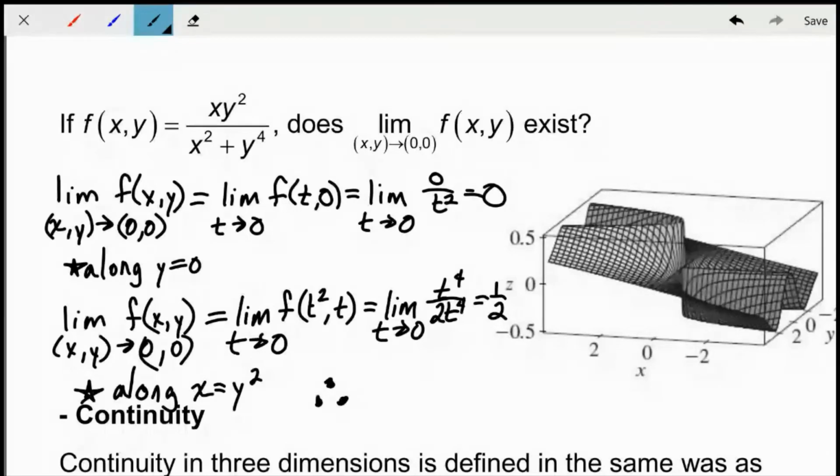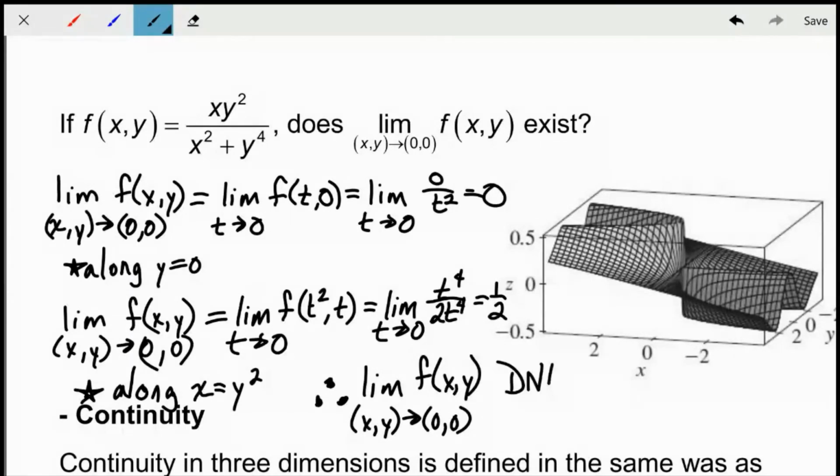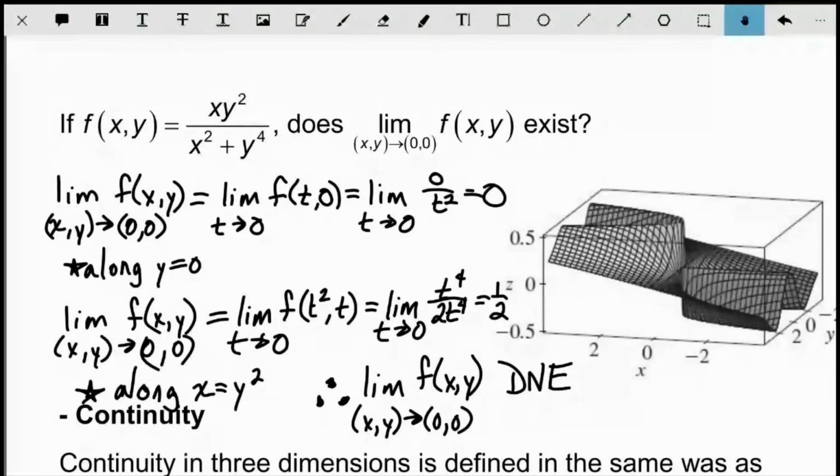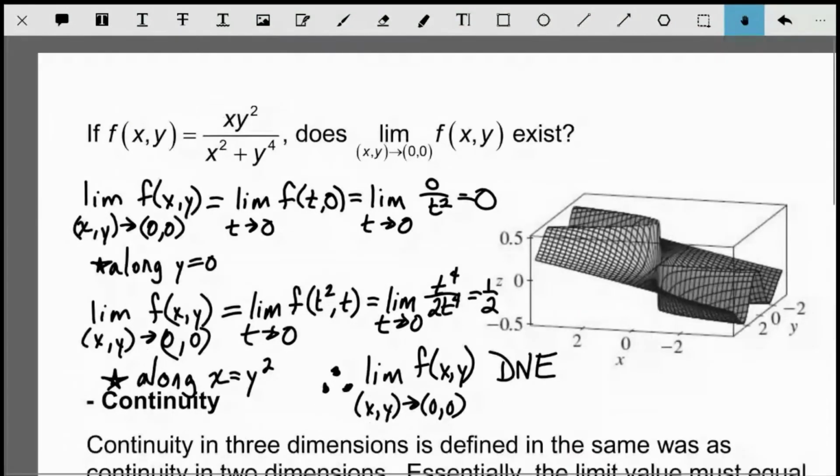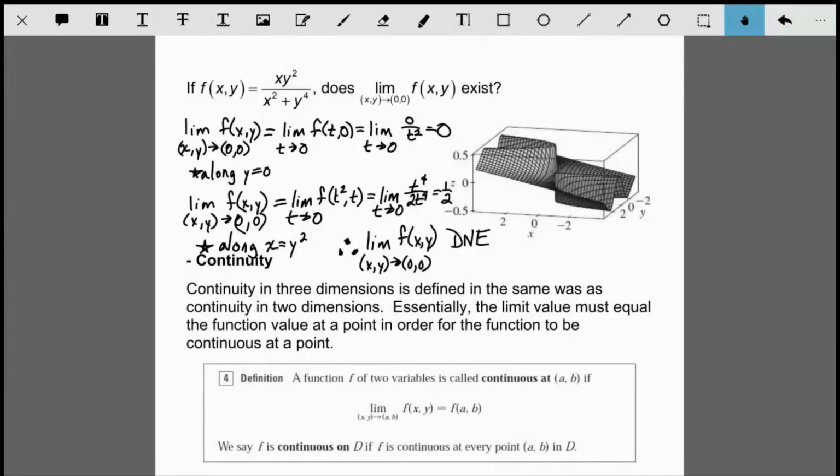So I can say, therefore, this limit, as we approach the point 0, 0 for this function, does not exist. So DNE for does not exist, just like we did in 2 dimensions, still works the same way. Okay, so I've shown that that limit fails to exist. And again, if I want to show a limit does exist, it's much more complex if I don't have a function that's continuous. All right, so let's talk a little bit about the idea of continuity, because I keep bringing that up.